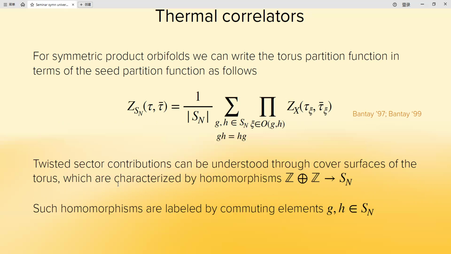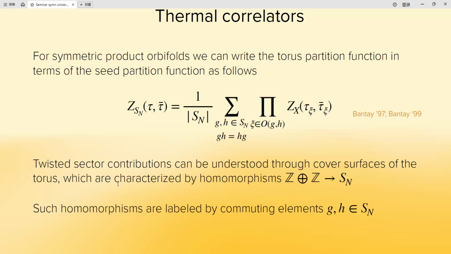All right, let me explain how to understand this formula. Like I said before, we have to understand how the twisted sectors contribute, and this can be understood through studying cover surfaces of the torus. Cover surfaces of the torus are characterized by group homomorphisms from the fundamental group of the torus, which is the direct product of the integers, into the gauge group S_N.